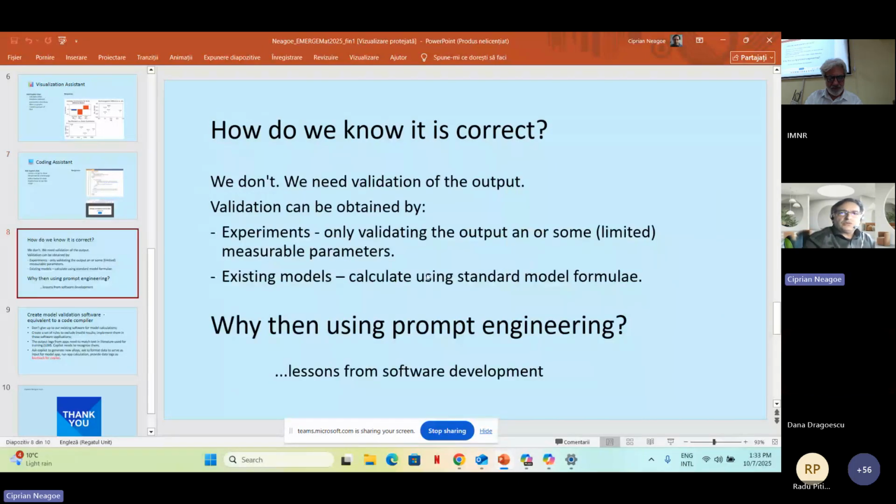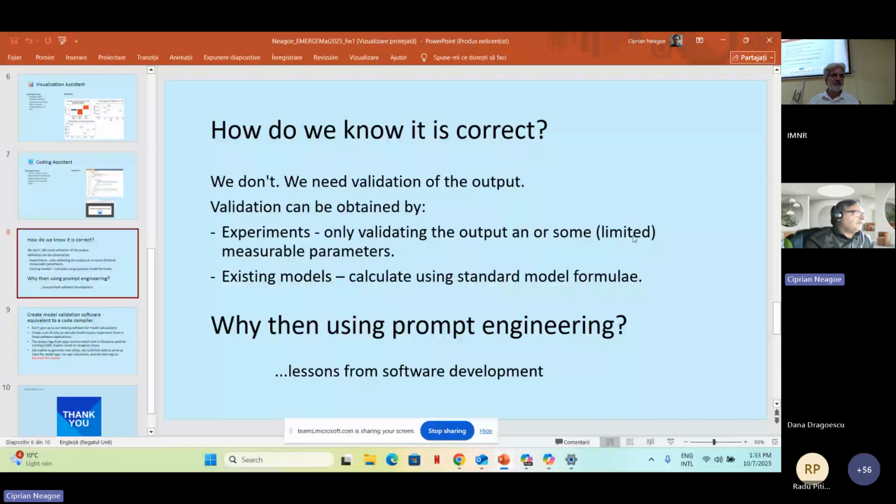But how do we know the calculations that Copilot provided are correct, or any other prompt engineering output is correct? We don't. We need a validation, like we need for our models in this branch. Validation can be obtained, of course, by experiments. This is the gold standard. We do experiments with real materials and we validate, but it's limited.